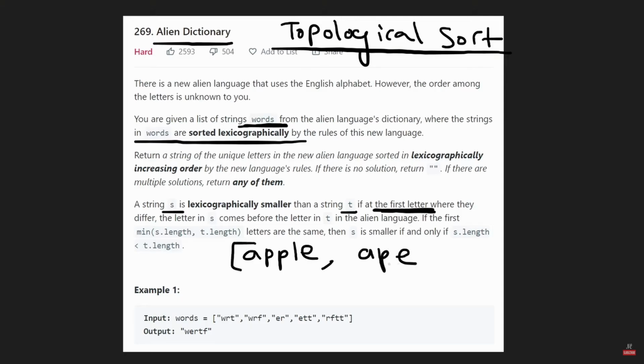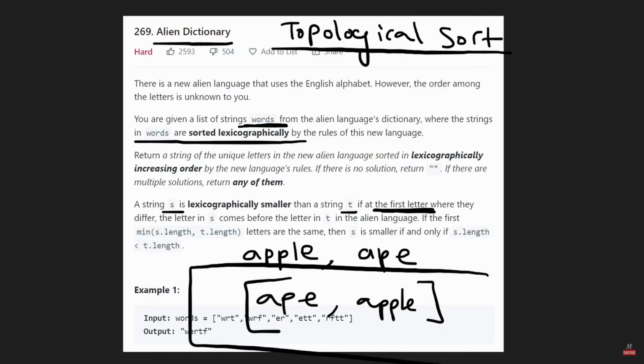What if we were given a different word, such as apple and ape? Well, in that case, we look at the first characters. Okay, they're the exact same. So we still don't know how to sort them yet, right? We look at the second characters, P, P. They're the exact same. We look at the third characters, P and E, and we know in English the letter E comes before P, right? So the correct ordering of these words is going to be the opposite. It's going to be ape and then apple, right?